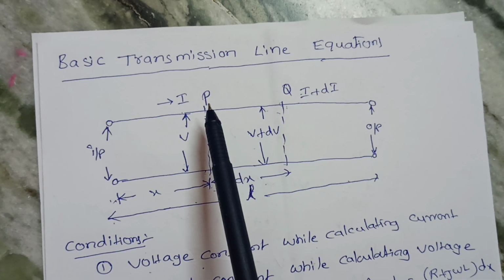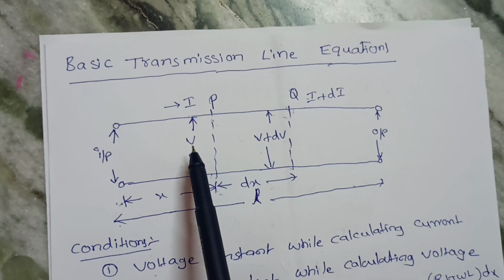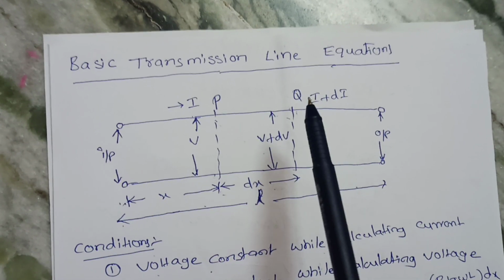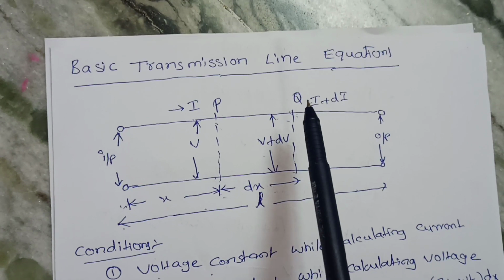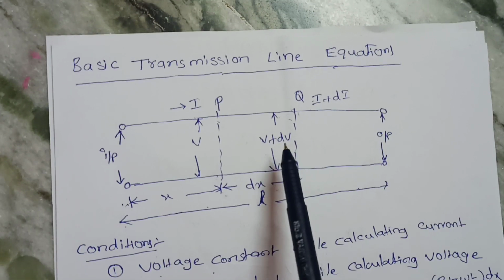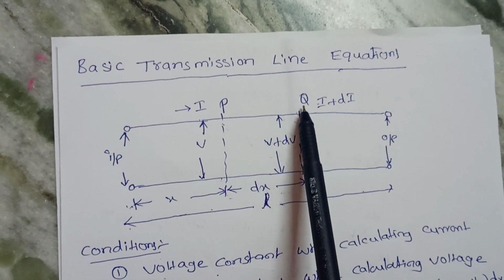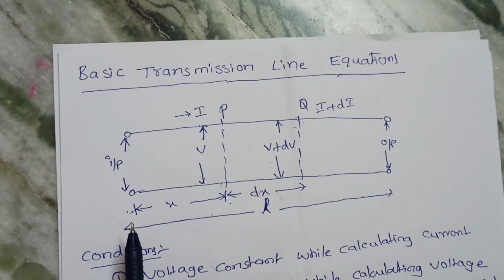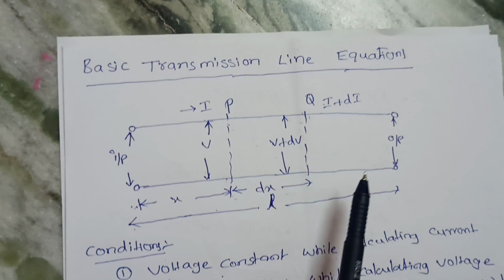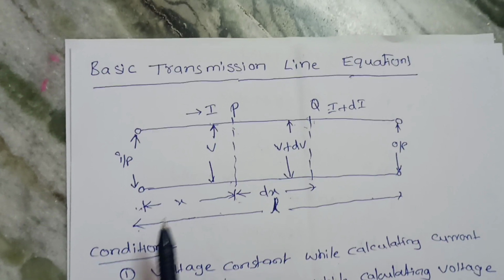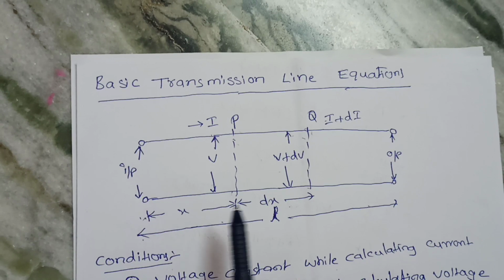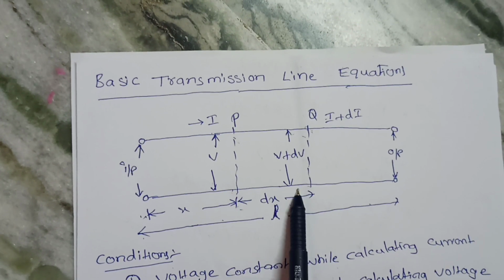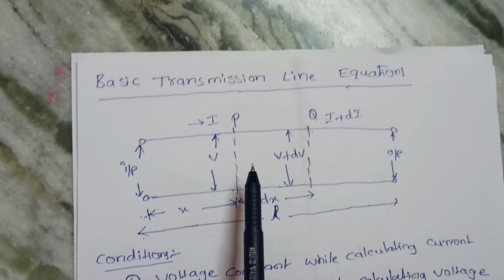Here the voltage across P is V, the current through P is I. The voltage across Q is V plus dV, and the current through Q is I plus dI. The total length of the transmission line is small l. So for this short section dx, we have to determine the voltage and current equations.